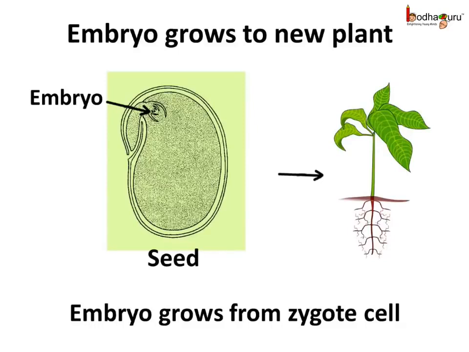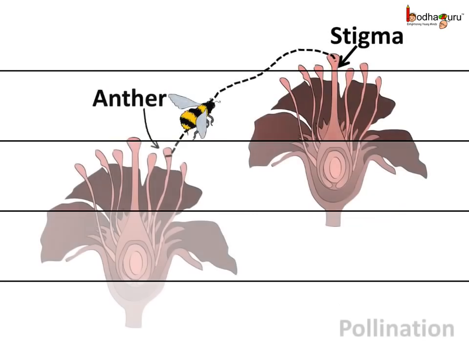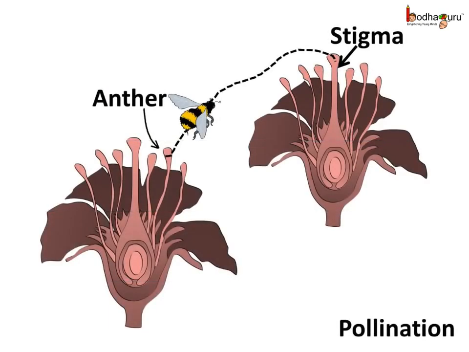This embryo develops from a single cell zygote. The zygote develops into the embryo, then embryo develops into the baby plant. So all starts from a single cell zygote. Let us see how the zygote is formed, starting from the beginning. A bee came and dropped the pollen grain in the stigma. Hence, the pollination is done.